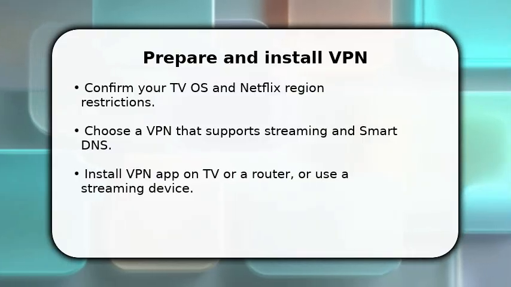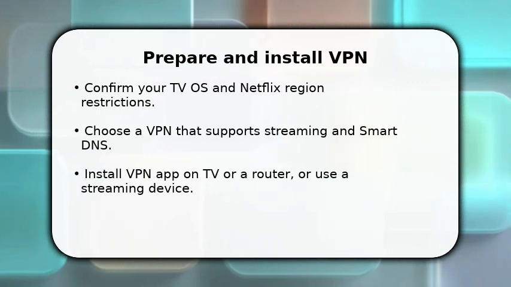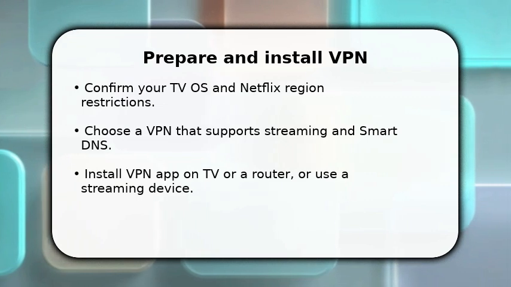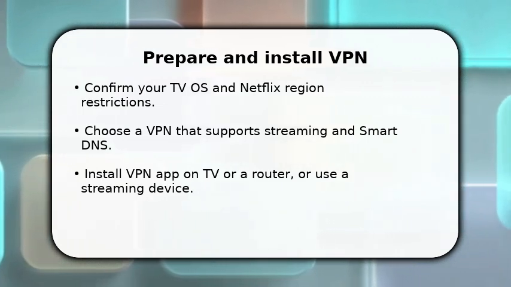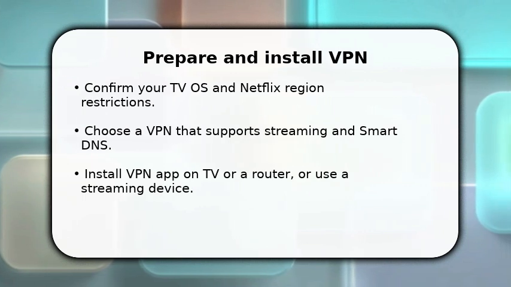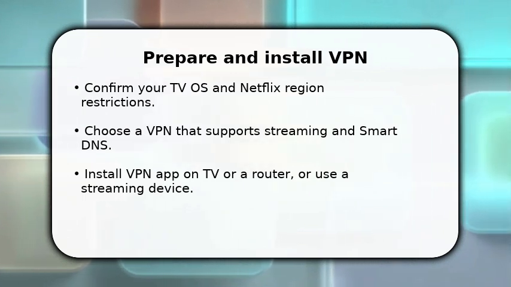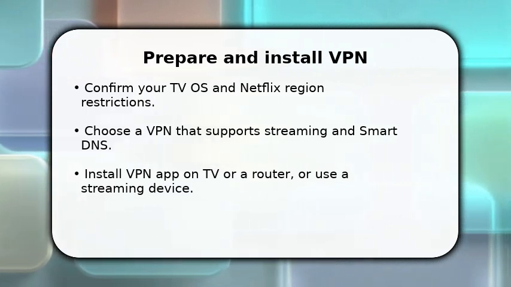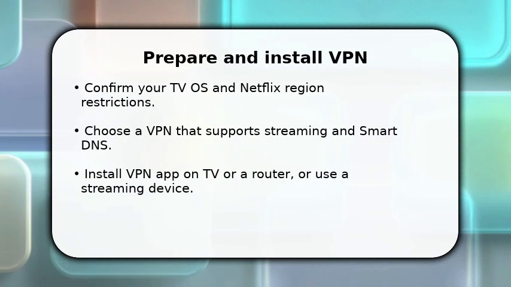You start by confirming your TV platform and that Netflix is installed. This saves time. Next, pick a VPN known for bypassing streaming blocks and fast servers. Once chosen, install the VPN app directly on your smart TV if available. Otherwise, install it on your router or a connected device like a Fire TV stick.